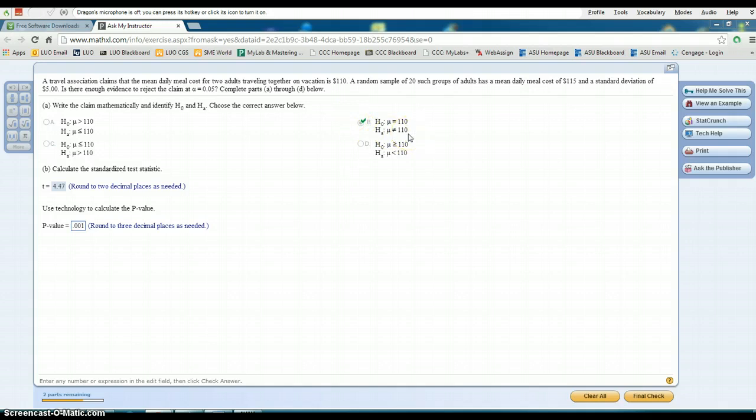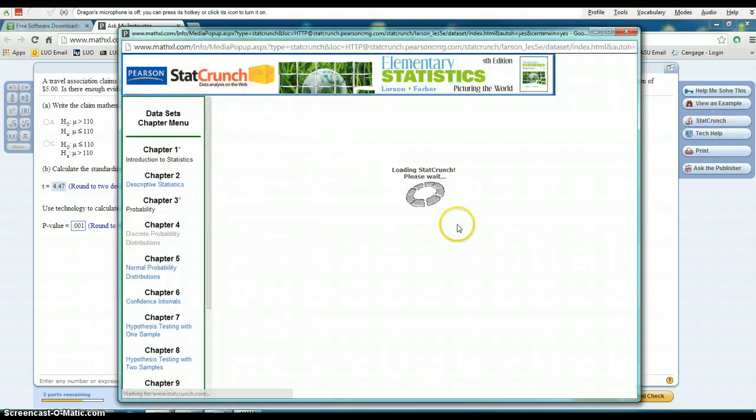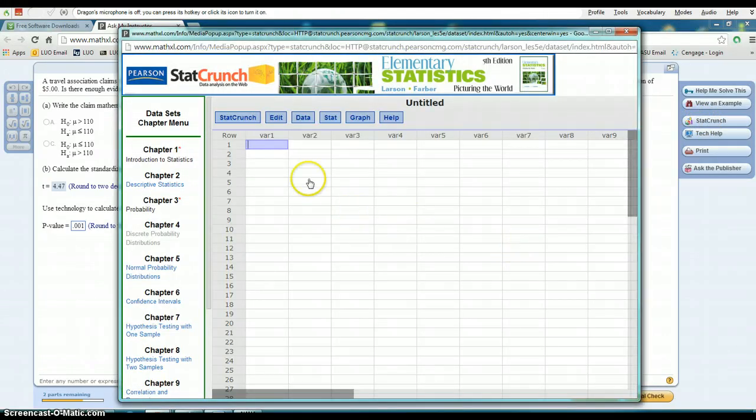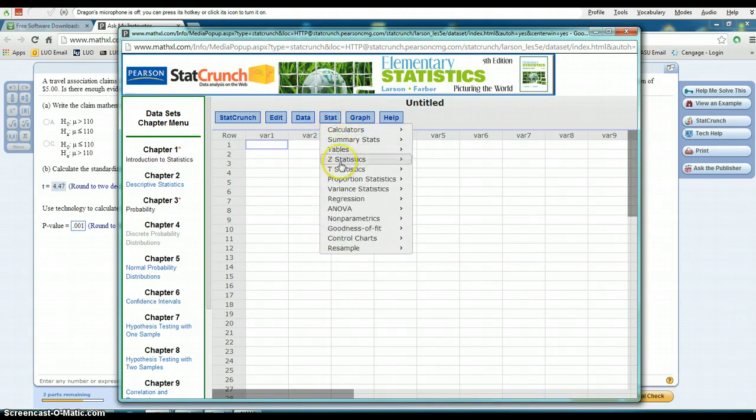So how do we go ahead and figure out how this works? Well, we're going to left-click StatCrunch here, and that's going to open up. And it's going to load, and then we don't have data to list, so we're going to left-click Stat. We're going to scroll down to T statistics, because if you remember, the problem stated a random sample of 20, which is less than 30. So then we're going to go to one sample, and we're going to go with summary.